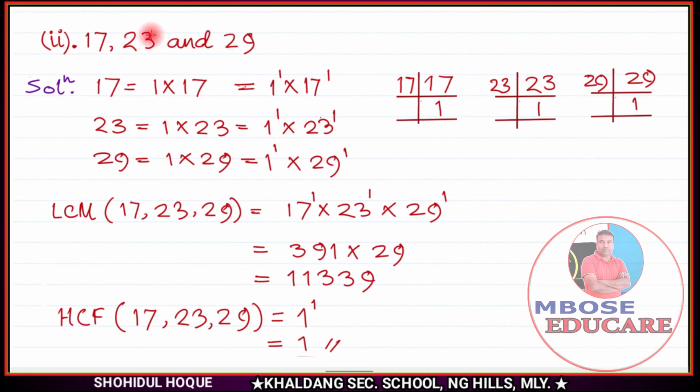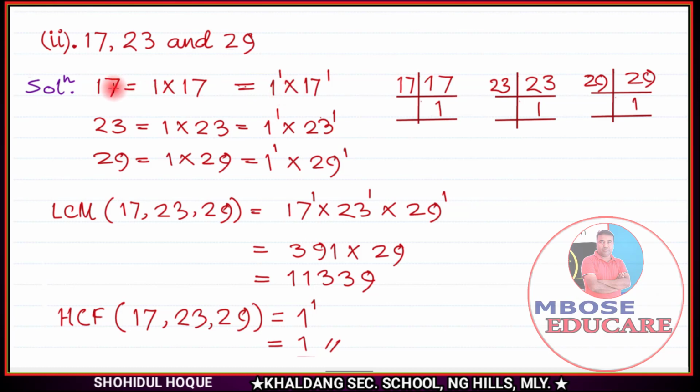Similarly, the next integer is 23. 23 also is a prime number, so we shall write 23 here, and the prime factorization of 23 will be only 23 because 23 is a prime number. So we can divide it by 23, answer will be 1. Similarly, 29 is also a prime number, so we can divide it by 29, answer will be 1. As we know, 1 is not a prime factor, but when there is a prime number, we can write 1 also. There is some reason for it.